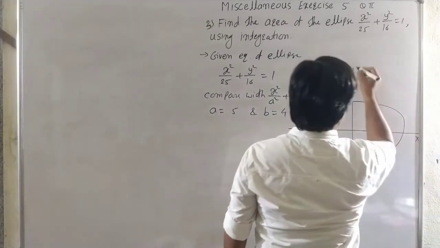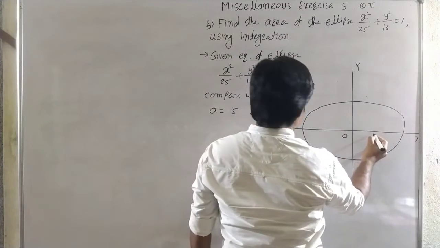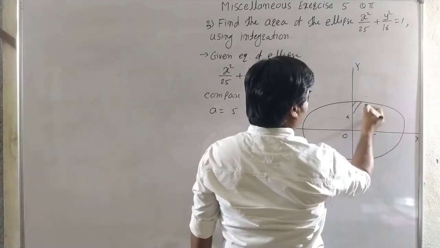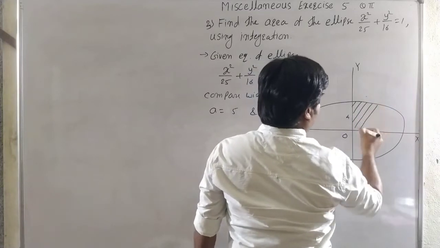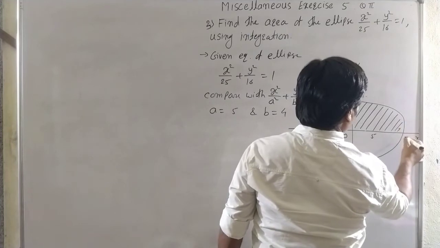It is the x-axis, it is the y-axis. Now, this is the origin. Here this distance is 5 and this distance is 4. Here, same concept as the circle.